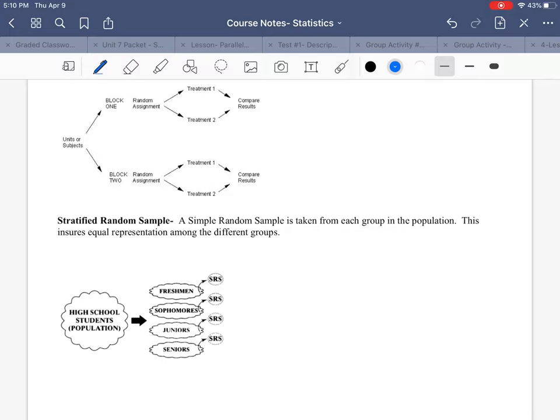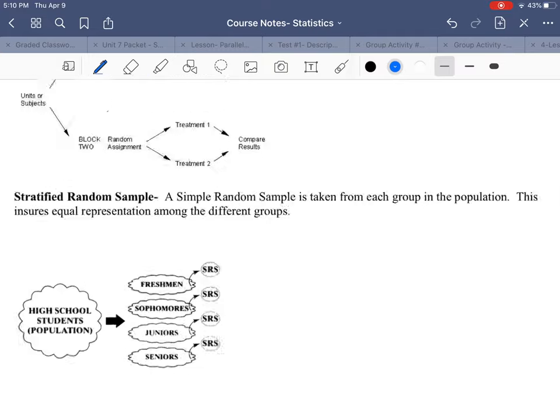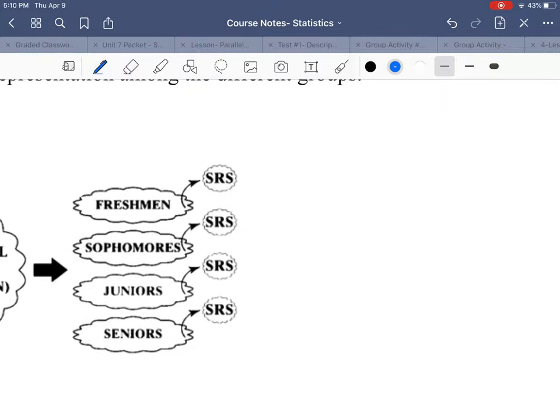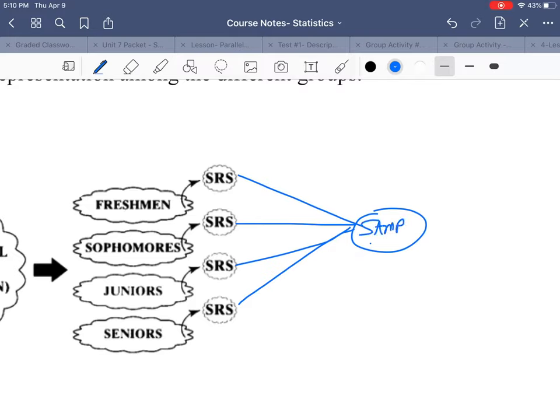Stratified random sample is a similar idea, except what you're doing is, once you break the individuals up into different blocks, or in this case we call them strata, what we do is we take a simple random sample from within each group and then put those simple random samples together to form another group. All right, so that ends up being, if I could actually draw a line, that ends up being your sample.